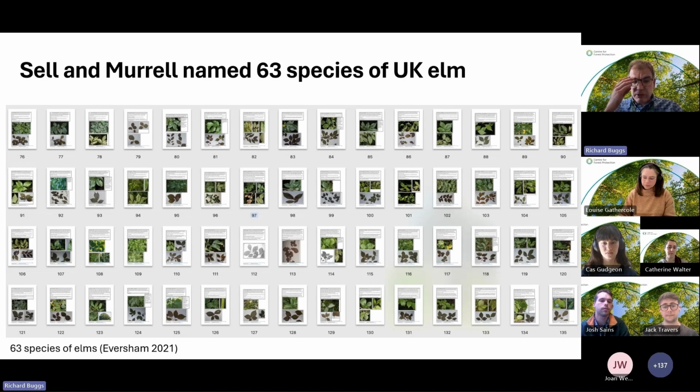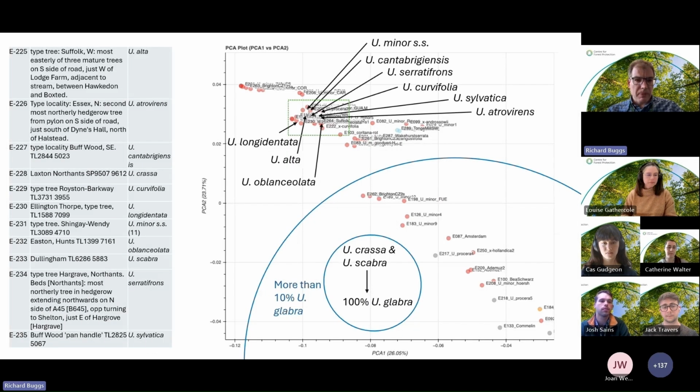Now, Sell and Morell named 63 different species of UK elm, and we did not have all of them, but we had some of them in our sample. 11 of them were supplied that had been verified by the experts, Brian Evesham and Alex Prendergast. And we can see that most of them are falling into this broad cluster of Ulmus minor, and 2 of them, as expected, fall into Ulmus glabra. Sell and Morell said that they were closely related to Ulmus glabra.